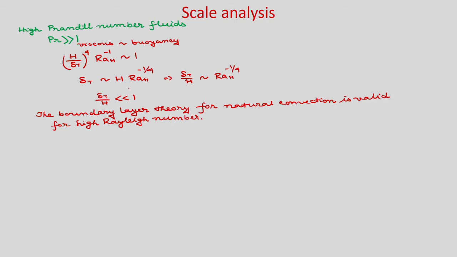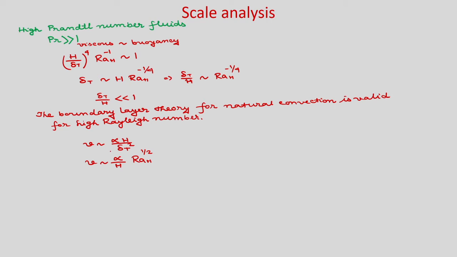So, now you can find what is the scale of velocity v. We know v is of the order of alpha h by delta t squared. So, delta t by h is Ra_h to the power minus 1 by 4. So, from here you can write v will be alpha by h times Ra_h to the power half. Okay, so this is the scale for velocity v for high Prandtl number fluids.